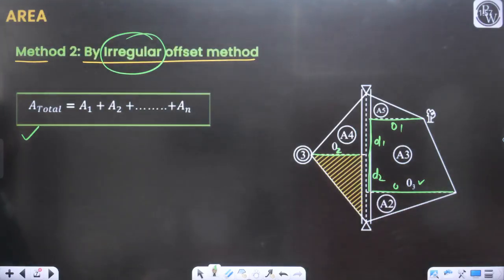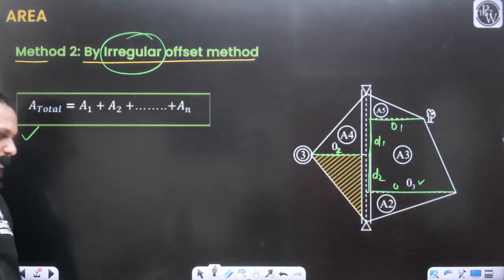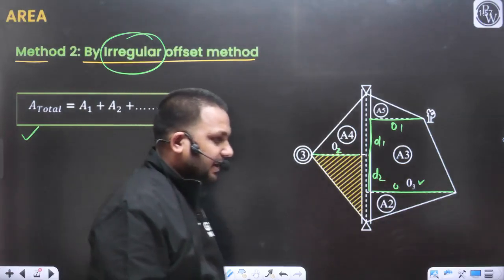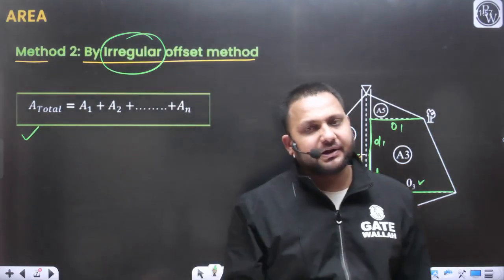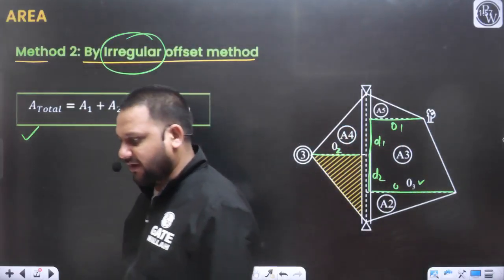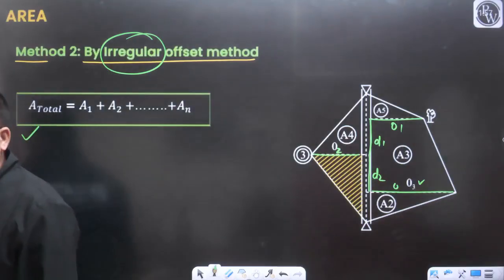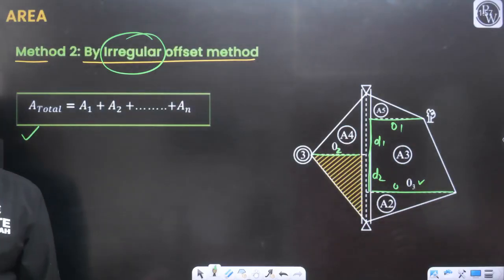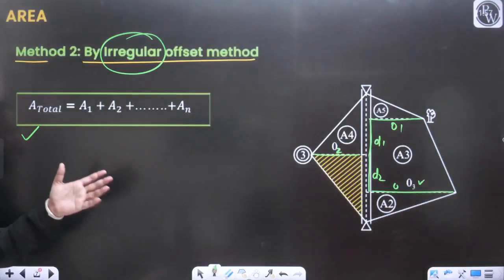What was the main purpose of taking the offsets? So that we can get regular geometries. That was the main point of concern. So in this way you can calculate the area.